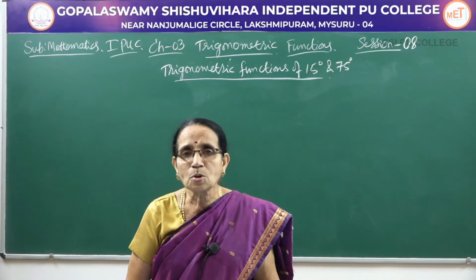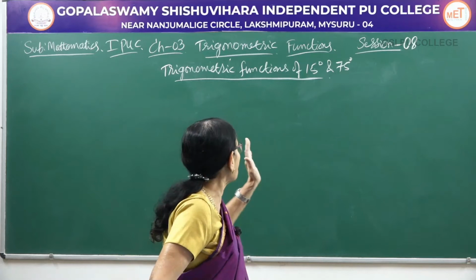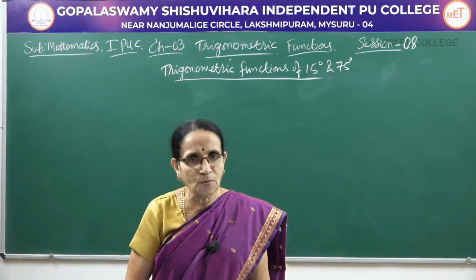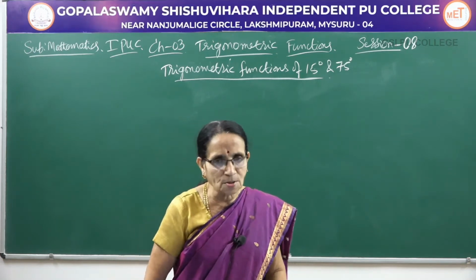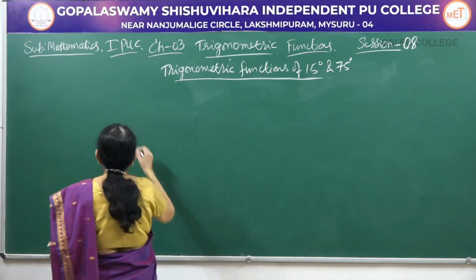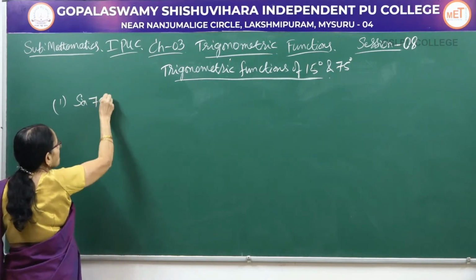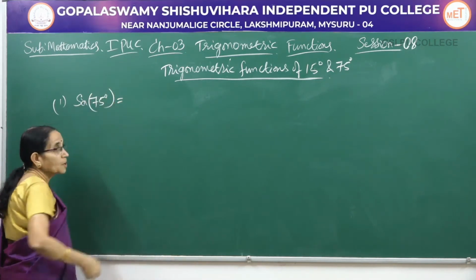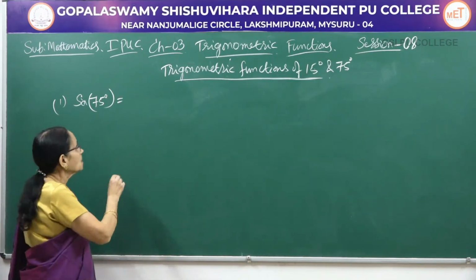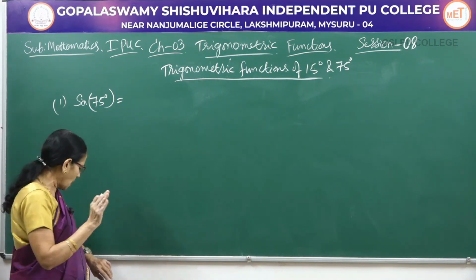Now after knowing about the compound angle formula, we can get the values of the trigonometric functions of these particular angles, that is 15 degrees and 75 degrees. First let me consider 75 degrees. Suppose you want to find the value of sine of 75 degrees. Because we have the knowledge of compound angles, now you can get the value of this. Let me write 75 degrees as the sum of two angles.